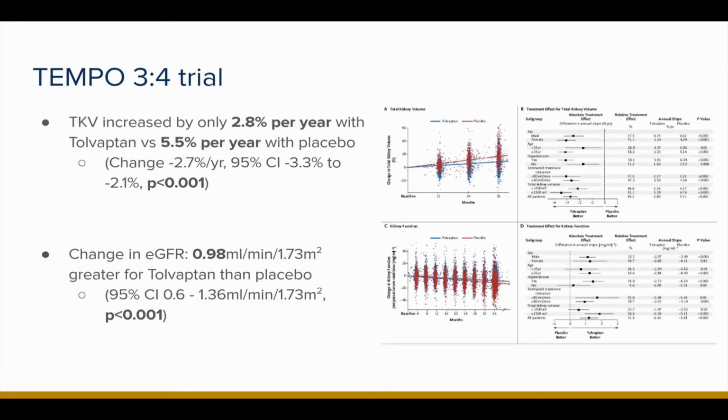This was a positive trial, obviously, and with their primary endpoint, they found that total kidney volume increased by only 2.8% per year with Tolvaptan, compared with a 5.5% increase per year with placebo. And in the forest plot, the subgroup analysis showed that this was a benefit across all subgroups. With their secondary endpoint of change in GFR, this was also statistically significant, with Tolvaptan showing a less decline in kidney function compared with placebo on the measure of 0.98 units. And this was over a 3-year period.